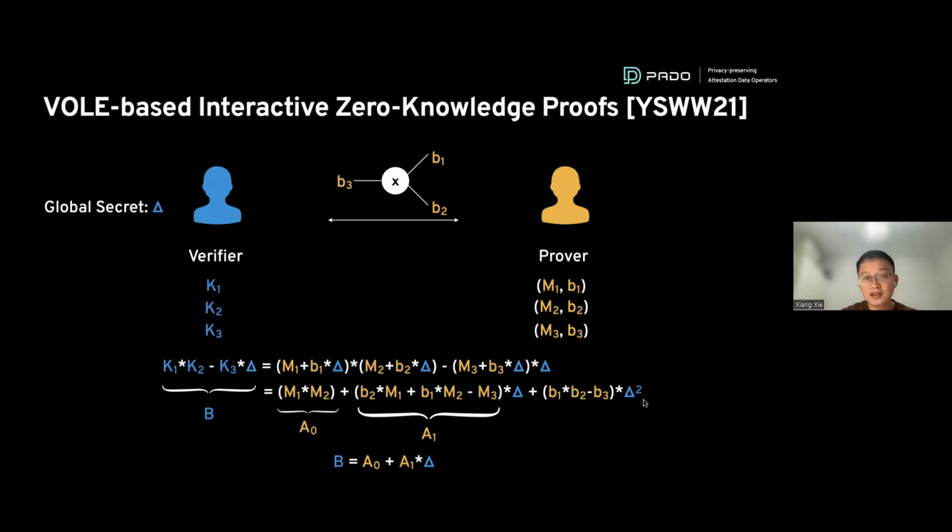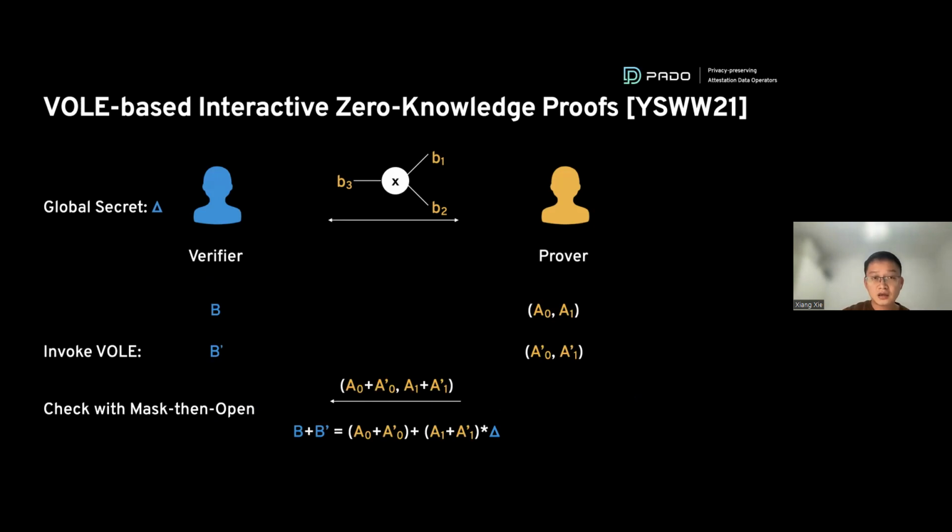So if this is an AND gate and it is true, then the verifier and the prover can get another linear equation of all these blue parts and the yellow parts. At the end, the prover first masks the previous part, because it may leak some information about the equation. So we invoke VOLE to get a random fresh tuple, mask the previous part, and open it. Then the verifier can check with this very simple linear equation.